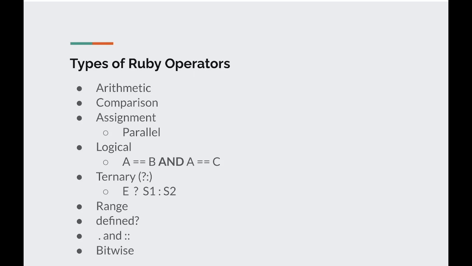So now, to see some real examples and to see what are the different operators in each type and how they work, I will start IRB. IRB stands for Interactive Ruby. The first type which we will explore is arithmetic operators.